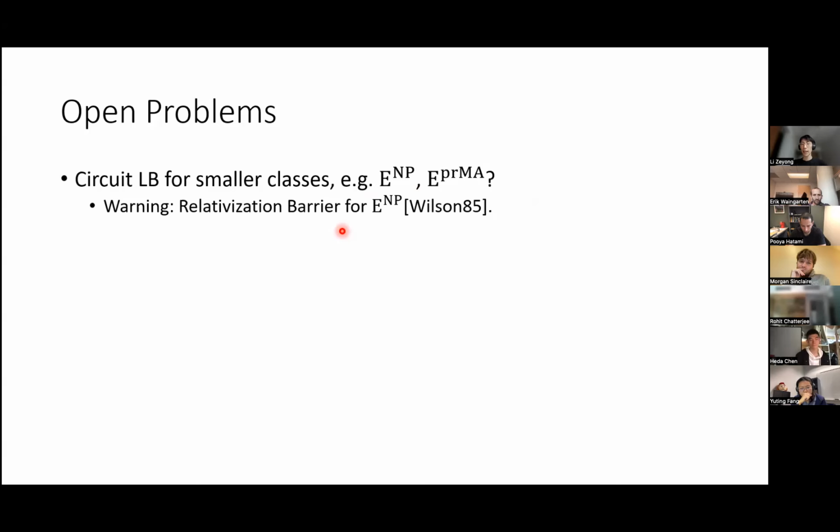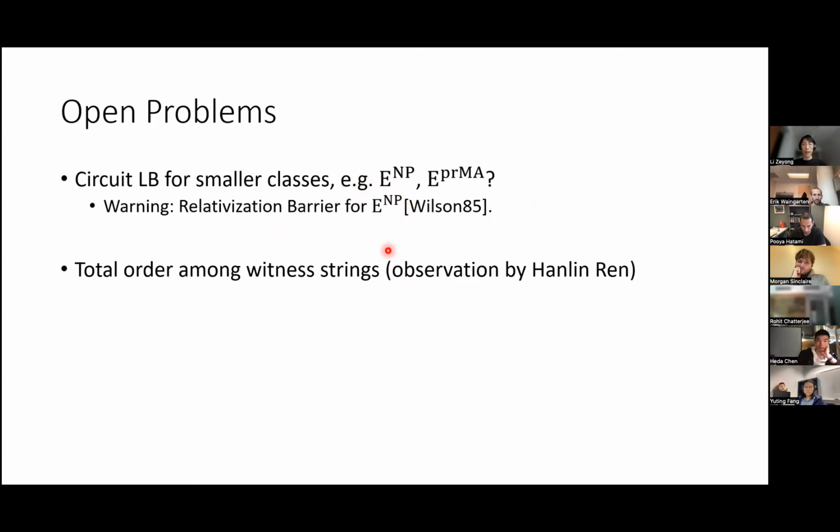And recall that our proof above fully relativizes, so it might be interesting to see how one can get around the relativization barrier if one is really trying to push that to E^NP. And the second very interesting observation, by Hanlin, is that our proof actually implicitly induces a total order among all witness strings. This property was not used in our proof. So it's interesting to see if this extra property can buy us something more.